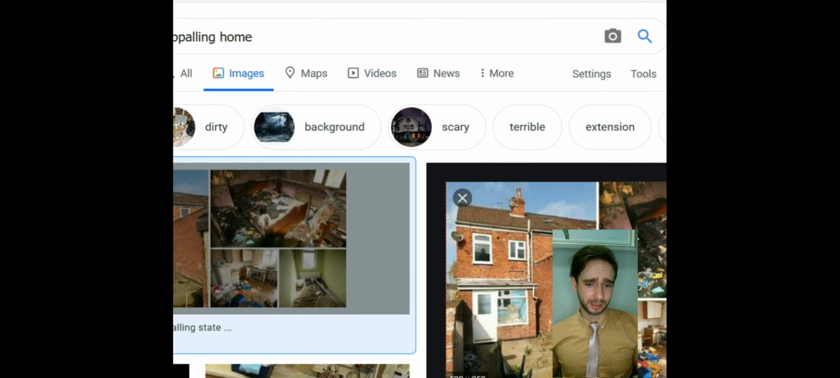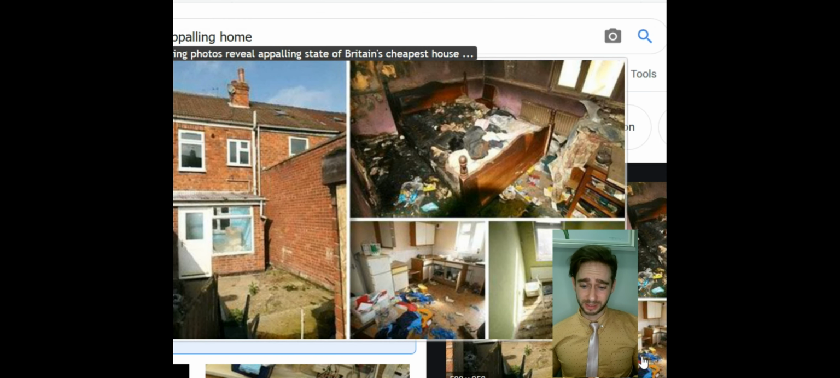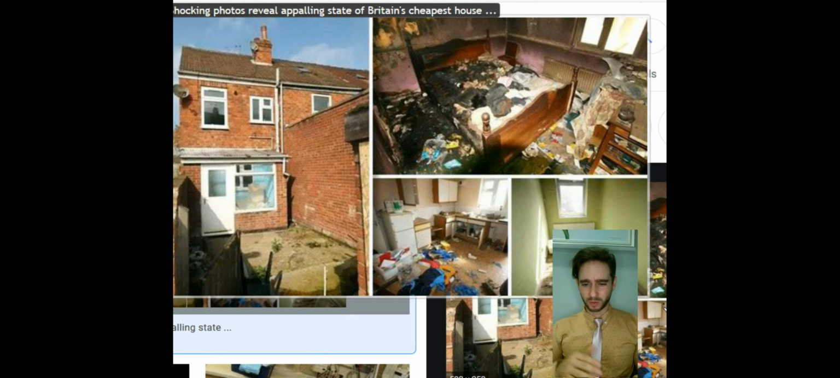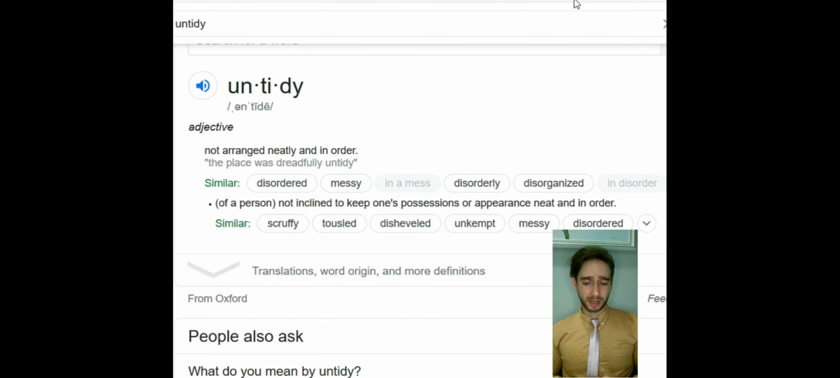So it could be referred to in terms of this home. We can call it a pigsty. It doesn't look very nice. It looks like there was a fire in the one corner over there, so I'm pretty sure that place has a bit of a nasty smell.